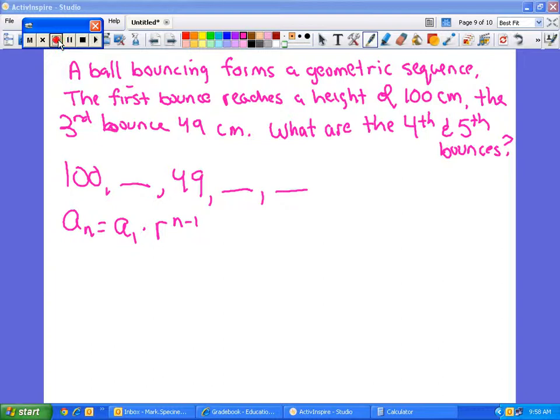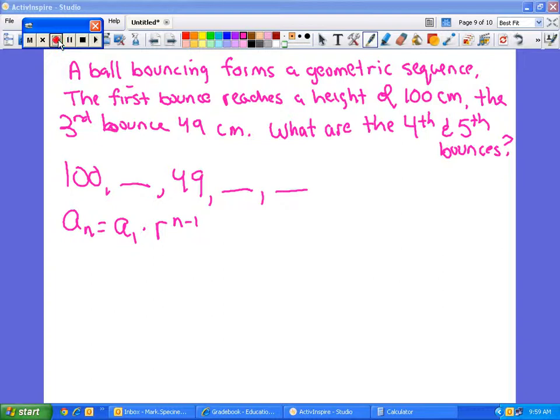Okay, so we want to know how many centimeters the ball is going to bounce on the fourth and fifth bounces. But just as I did with an arithmetic sequence, I set up my very own private geometric sequence, which I'm going to share with you, because I'm just that generous. You should do the same when you are faced with such a problem. And then I also jotted down the explicit formula because I need to find the common ratio.